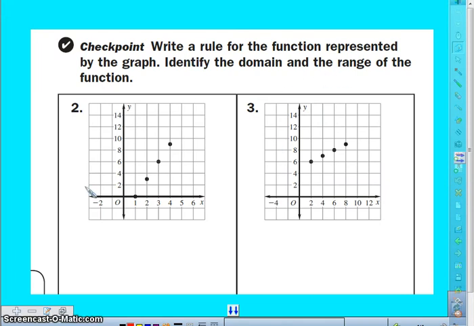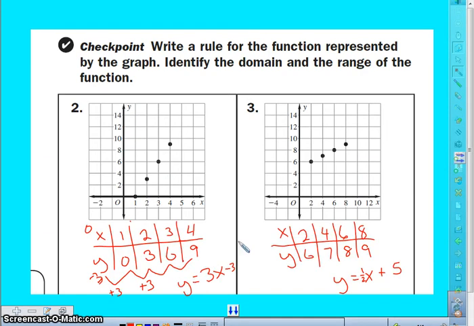Write a rule for these functions. I'm going to let you try to figure that out. If you pause it in the next 5 seconds or so, go ahead and do that, and I'll come back with the answers. Okay, here are the answers I got, and pardon the mess: y equals 3x minus 3, and the rule over here is y equals 1/2 x plus 5.